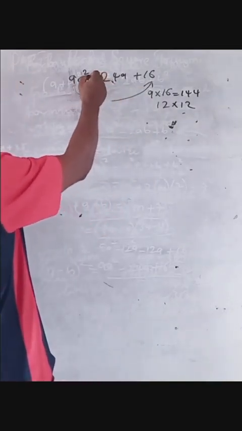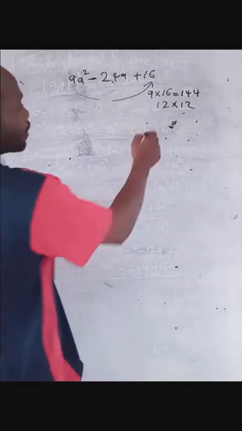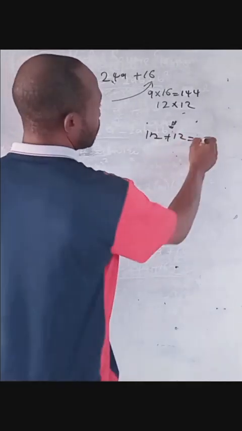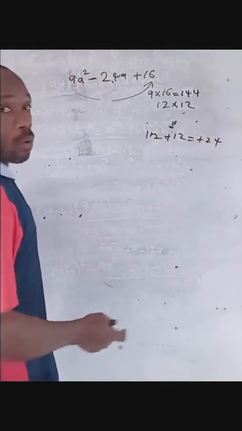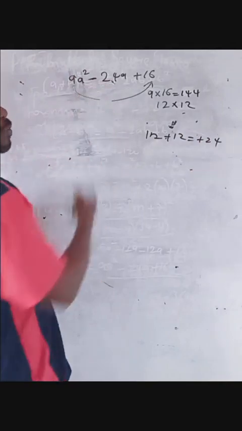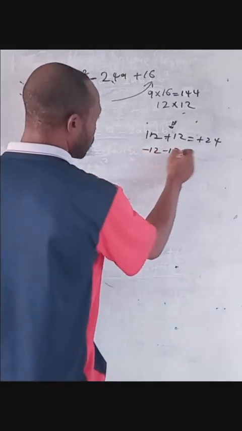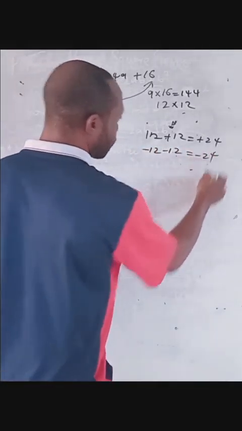But there's a negative sign here. So if I say 12 plus 12, I'm going to get plus 24. So how do I get minus 24? To get minus 24, it means I'm going to add minus 12 minus 12, which is minus 24.